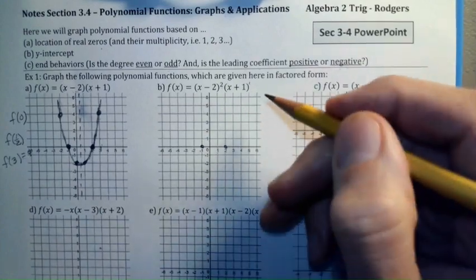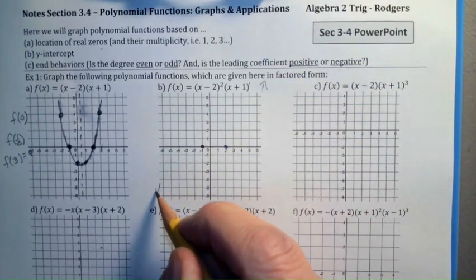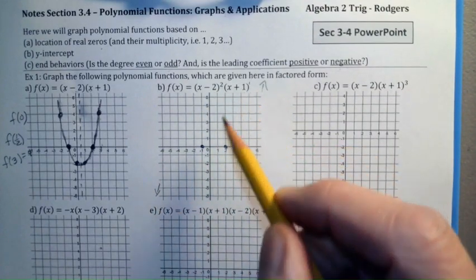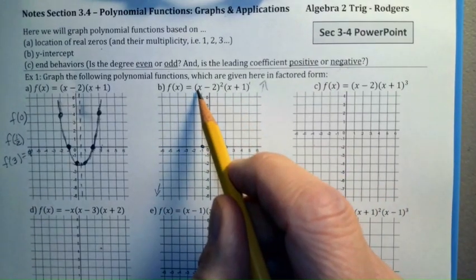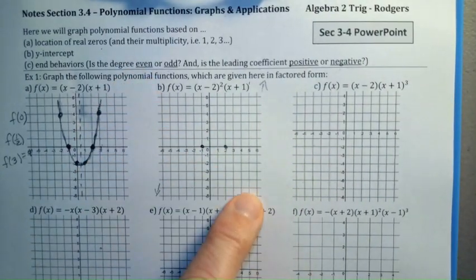So we know our end behavior. We know on this side it's going to be going up, and on this side it's going to be going down because it's an odd degree, and the leading coefficient, if I FOILed all this out, would be positive. So if it was negative, it would get flipped the other way. It would start up here and end down here.